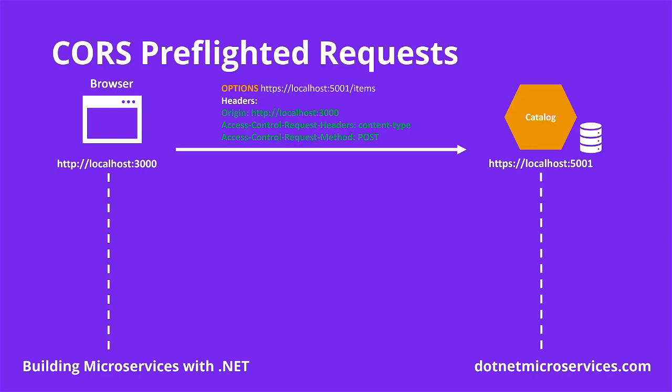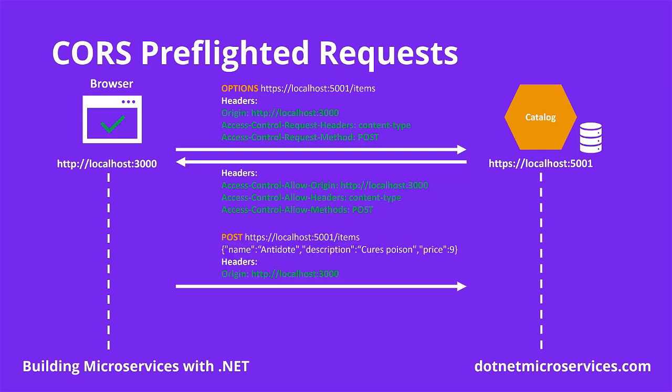The headers returned by the server are access control allow origin, access control allow headers, and access control allow methods. If the values returned in these headers match the values in the headers sent in the request, the browser accepts the POST request and submits this original request to the server with the JSON payload of the new item to create. The catalog microservice creates the item and returns the expected 201 status code.